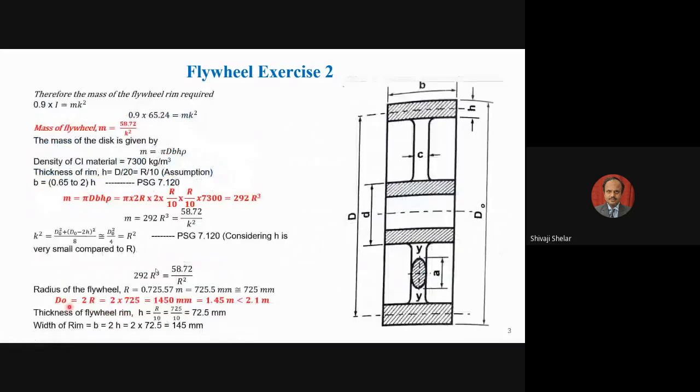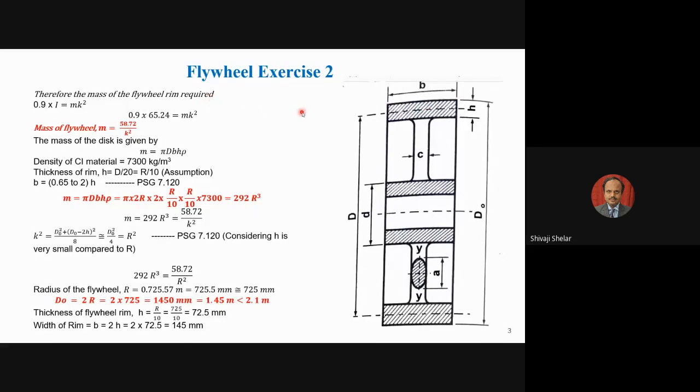So if you come to this diagram, this is the rim, having a mean diameter d, the thickness of this rim is say h, and the width of this rim is b. The major mass of this flywheel is in the rim, and since it is away from the center, at a distance of around d by 2, the majority of the mass moment of inertia is provided by this mass which is mounted at the extreme distance. Therefore, the mass of the flywheel rim required. How much mass is required here?